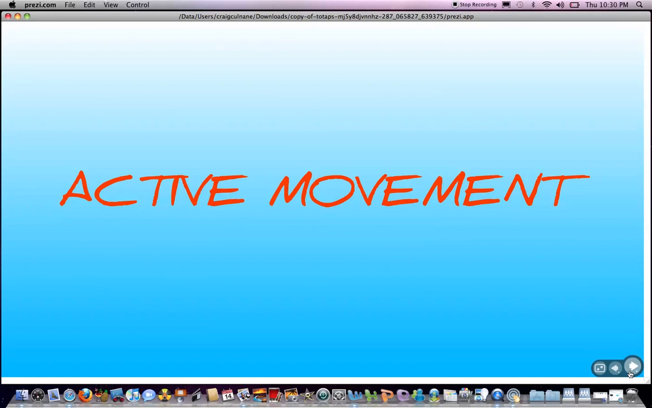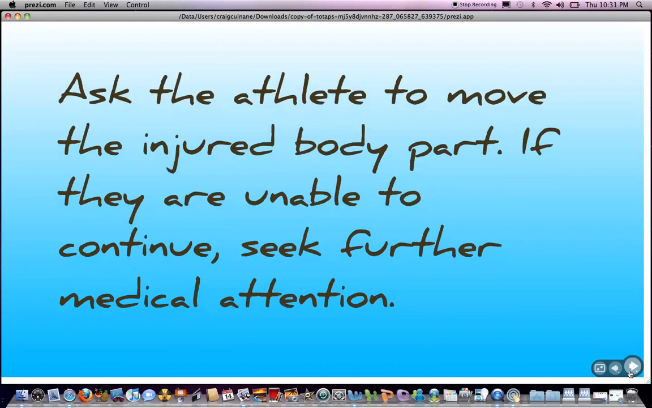Active movement. Ask the athlete to move the injured body part. If they are unable to continue, seek medical aid immediately.